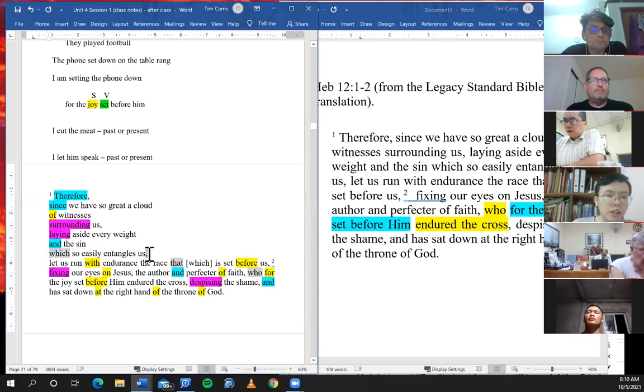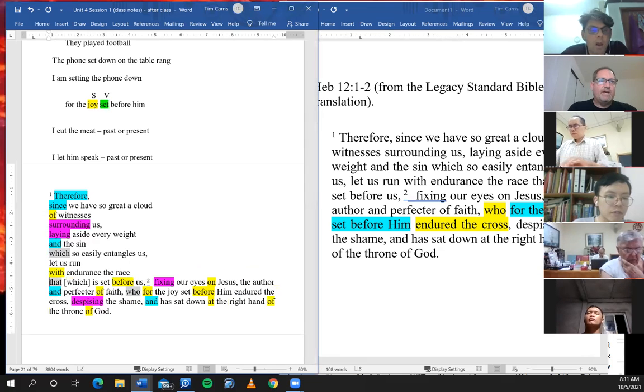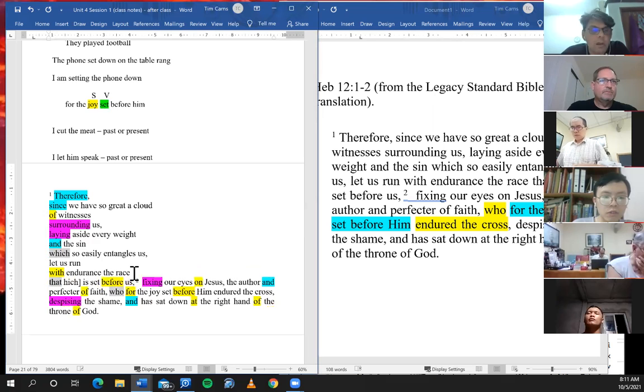And notice sometimes the punctuation can help us. So here's a comma here. That's the translator putting the comma there to indicate the break. So sometimes the punctuation can help you. So let us run with endurance. Now, you may not recognize at first, you say, okay, the next connector word is that.